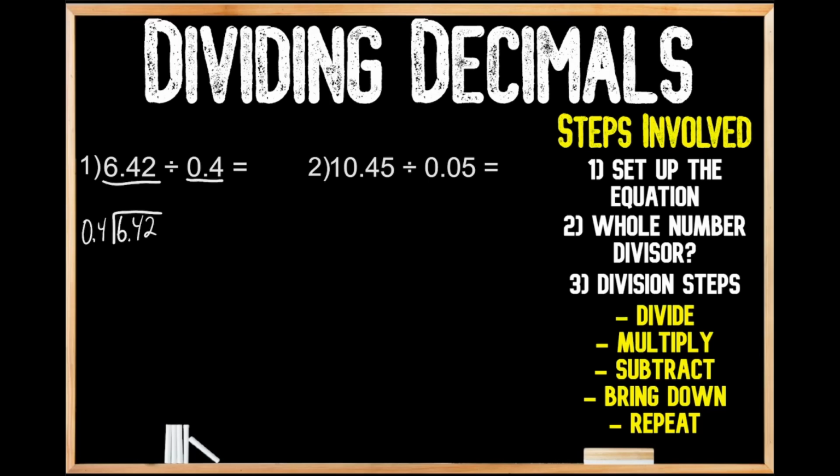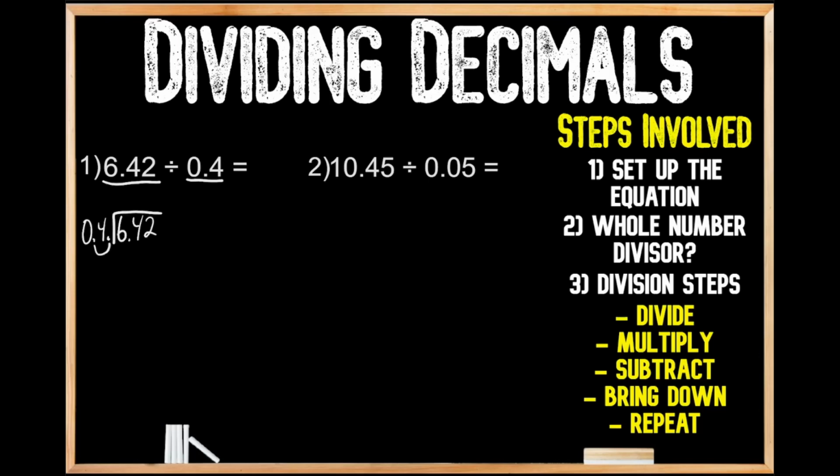Now that we've set up the equation, we can move on to step number 2, where we see the question whole number divisor. The reason that question is there is because we can't actually work through the division process unless our divisor is a whole number. So in order for us to turn this decimal of 4 tenths into a whole number, we're going to multiply our decimal by 10, because that's going to shift our decimal place one place over to the right, which is going to give us the whole number of 4.